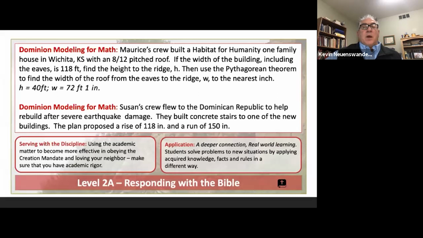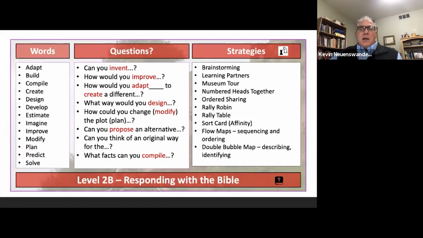Dominion modeling again. Susan's crew flew to the Dominican Republic to help rebuild after severe earthquake damage. They built concrete stairs in one of the new buildings. The plan proposed a rise of 118 inches and a run of 150 inches. And it goes on. But you see, it's using service, putting others before ourselves in a math problem. That's dominion modeling for math. So, serving with the discipline. So exciting. Next we have responding with the Bible.